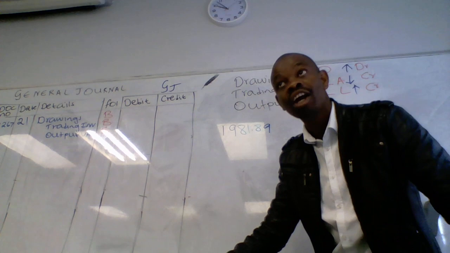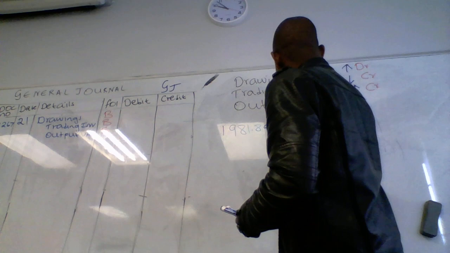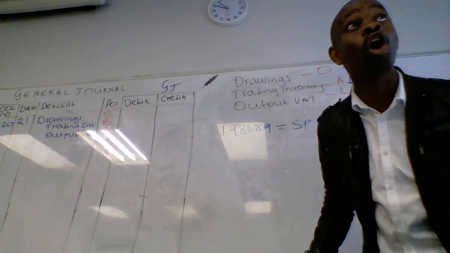Can you see the examiner is trying to be very, very clever here? They gave you what? Selling price. Is this the cost? This is the selling price. But we never ever use the selling price on the drawing of stock. And you, a woman of your caliber, know how to convert this selling price to cost. Calculate for me, don't ask me how.